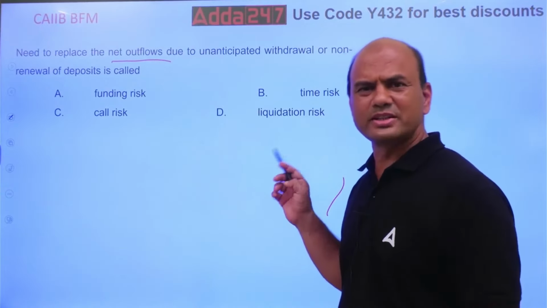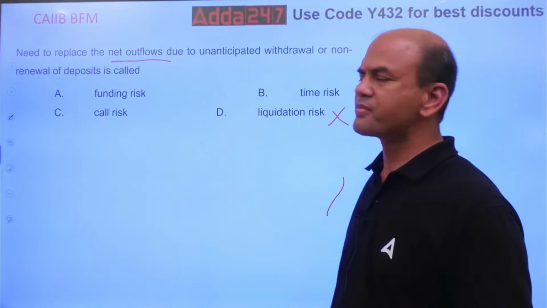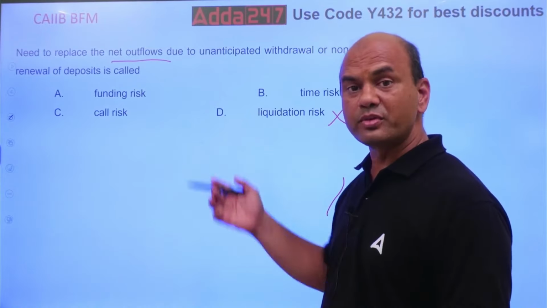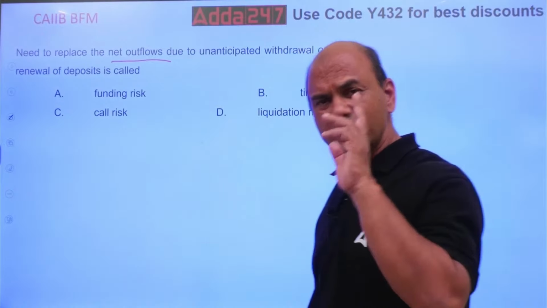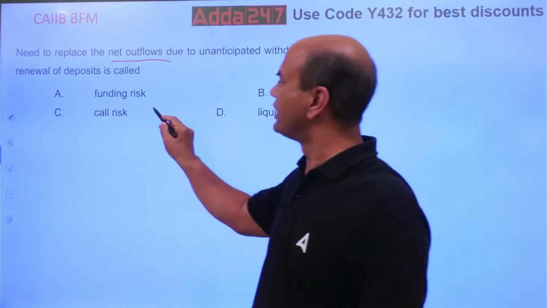Liquidation is out. Liquidation means I am not able to sell my bonds. That is totally out. Okay. Call means what? Call risk. Again, it's related to bonds. Out here, are we talking of bonds? No. Deposits we are talking of.